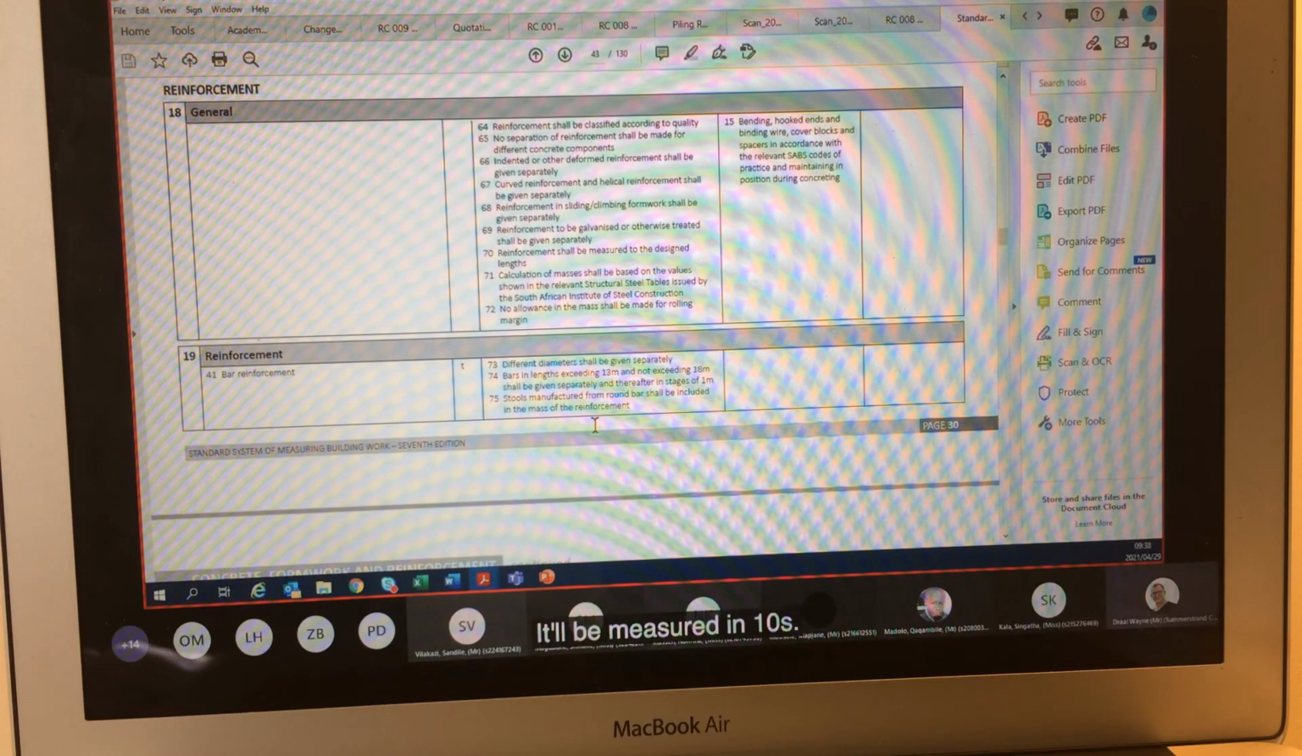It will be measured in tons. And now what do we do? It says different diameters shall be given separately. Bars in lengths exceeding 13 meters and not exceeding 18 meters shall be given separately, thereafter in stages of 1 meter.